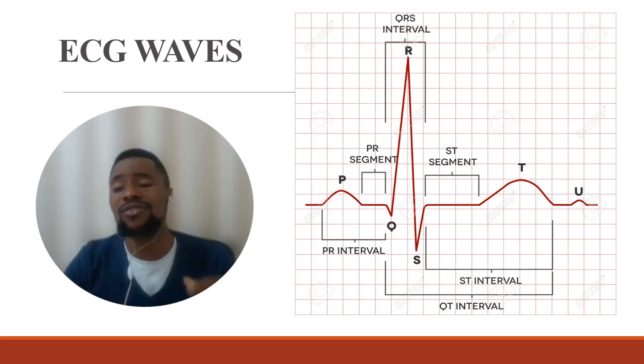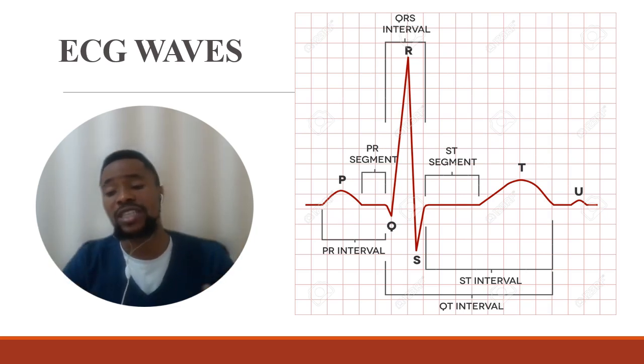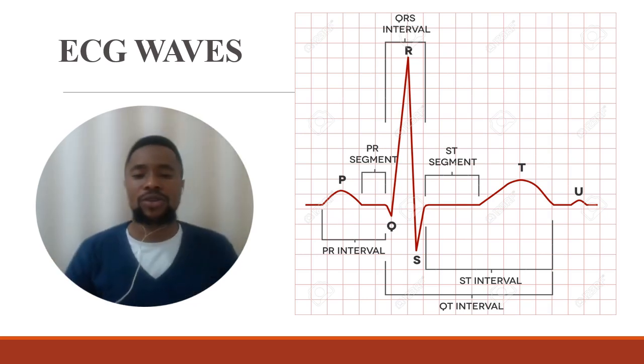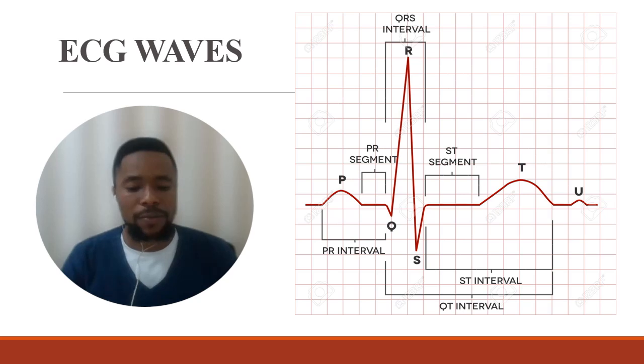But in terms of lead reversal, you only have the changes on the limb leads. The chest leads will be normal. So you know that you made a mistake in your ECG lead placement. It's not an issue with dextrocardia. So you can quickly call for a repeat ECG. Oh, so now let's talk about the waveforms.